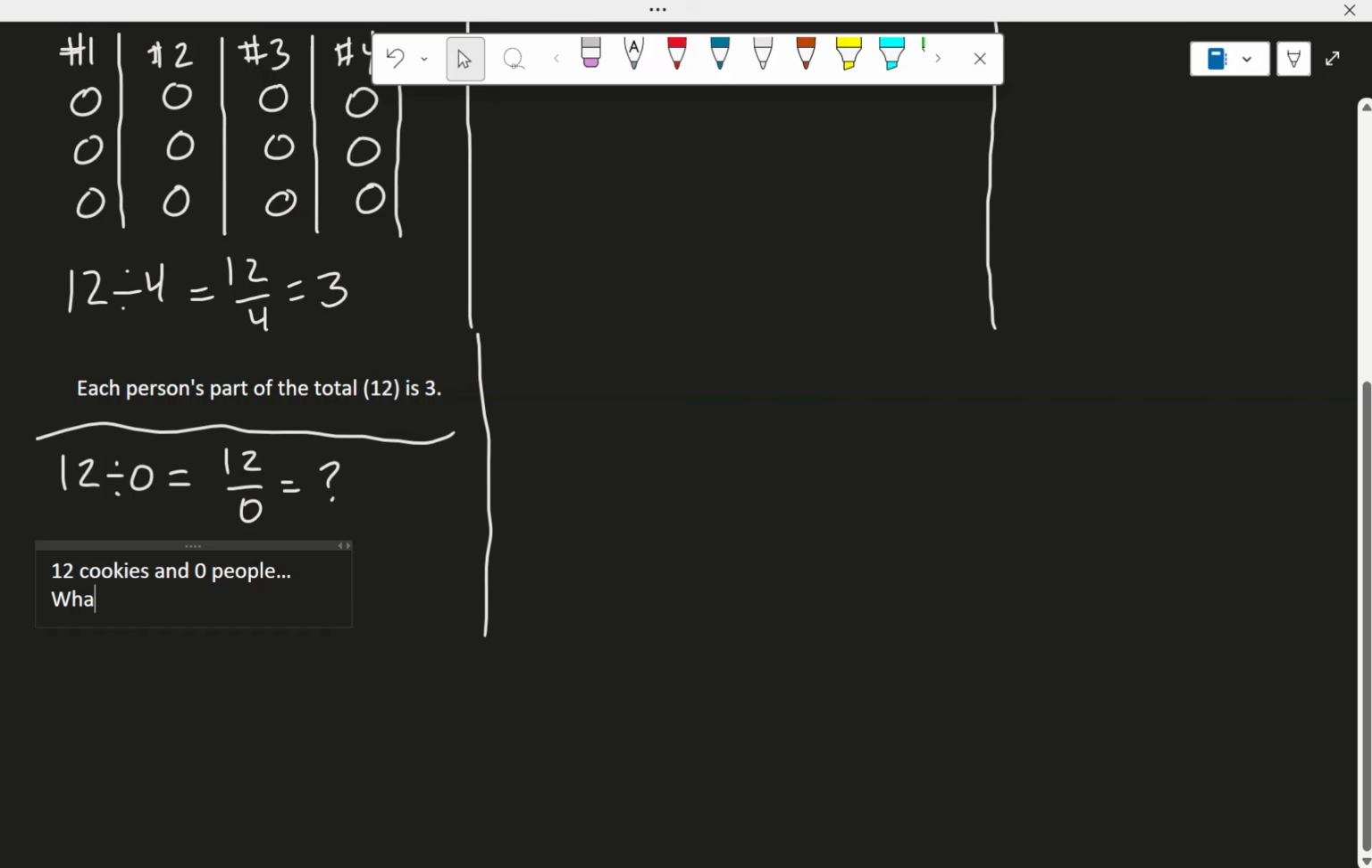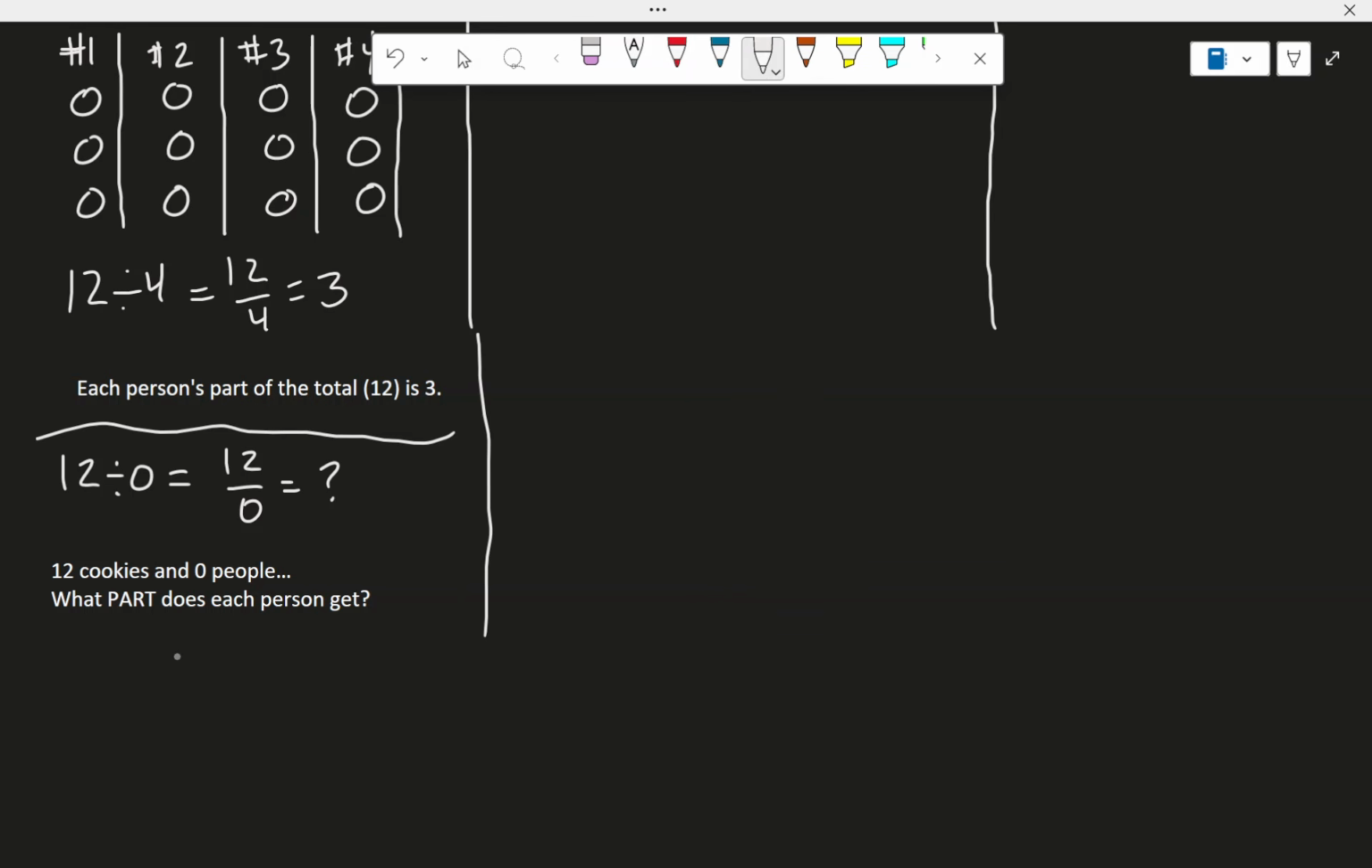So the question is, remember we're doing the partitive model, what part does each person get? Well, okay, 12 cookies, 0 people. What part does each person get? Some people would say the answer is 0. Well, as I go to draw this, instead of having person number 1, person number 2, and so on, I don't even have any people. So how do I even dish out the cookies? You might say, well, each person gets 0.